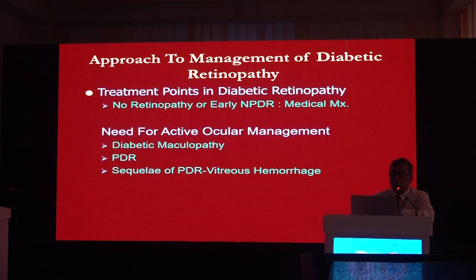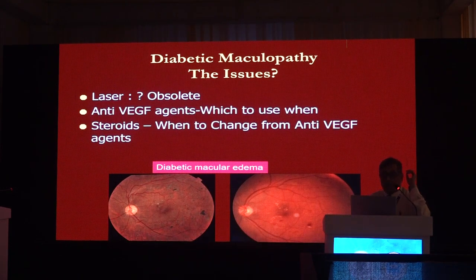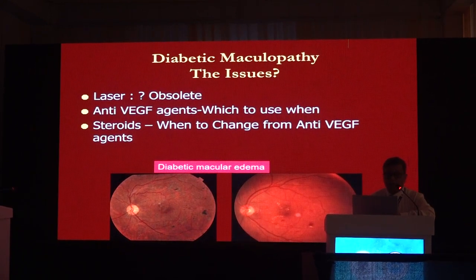The next comes the role for active ocular management, which occurs in diabetic maculopathy, in proliferative diabetic retinopathy, and sequelae of proliferative diabetic retinopathy like vitreous hemorrhage. So what are the issues of management in diabetic maculopathy? The first thing which I want to talk about is the fact that people talk about lasers now being obsolete. And then the second thing is about the anti-VEGF agents, which to use when and how. And finally, whether there's a role for steroids as an intravitreal agent.